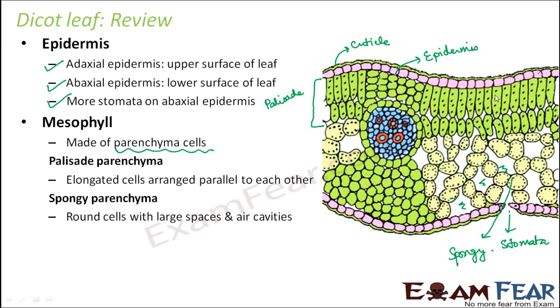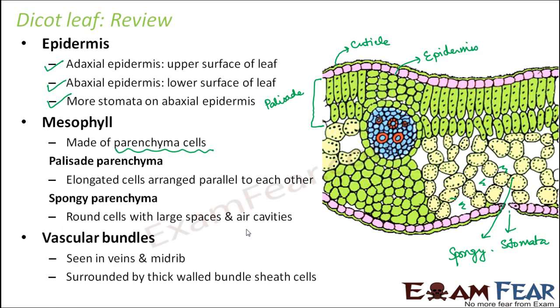Okay, one thing I forgot to tell you was that all these palisade cells and spongy cells are parenchyma cells. Palisade parenchyma are elongated cells arranged parallel to each other. Spongy parenchyma are round cells with large spaces and air cavities. Okay, and the last important part is vascular bundles. These vascular bundles are seen in veins and midrib. They are surrounded by thick-walled bundle sheath cells. Here also you see the bundle sheath cells, that is, the sclerenchyma cells surrounding the vascular bundle.